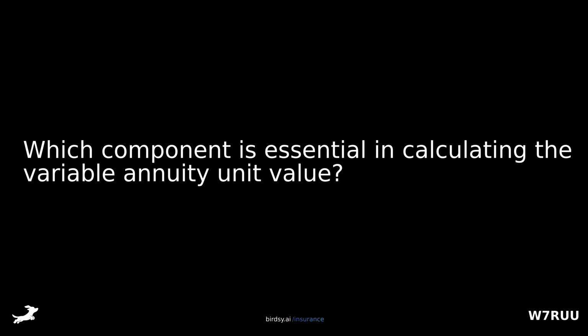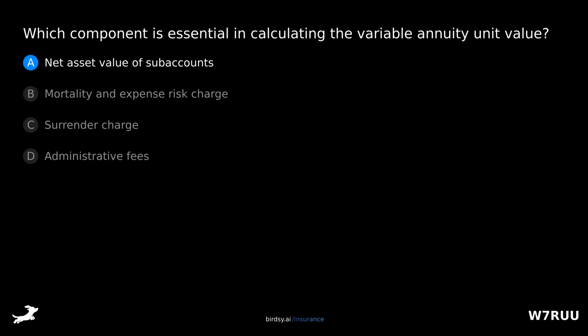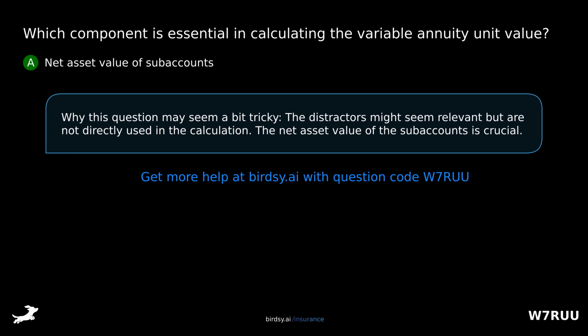Which component is essential in calculating the variable annuity unit value? Is it A, net asset value of subaccounts, B, mortality and expense risk charge, C, surrender charge, or D, administrative fees? The answer is A, net asset value of subaccounts. Why this question may seem a bit tricky. The distractors might seem relevant but are not directly used in the calculation.